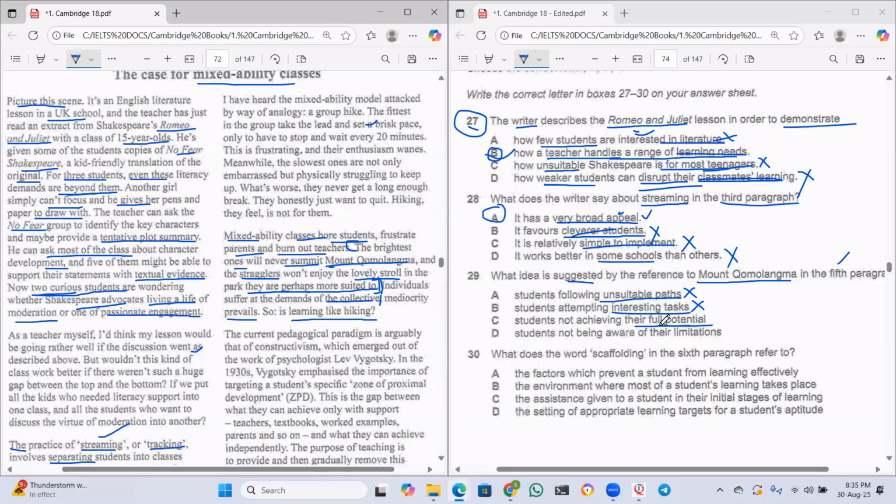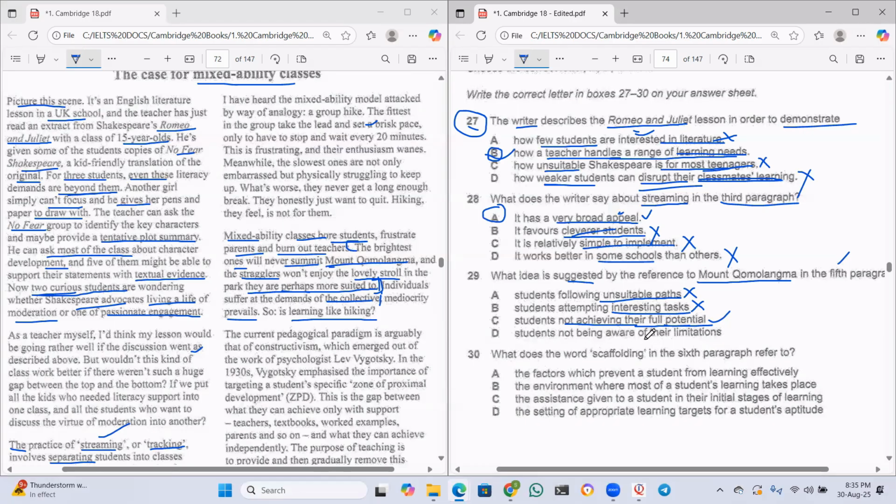Hence, they cannot achieve their full potential because the bright students cannot climb this mountain. The stragglers, they cannot have a stroll. That's why students are not achieving their full potential. I think C is very, very close, guys. I think C should be the answer, but let's read D also.